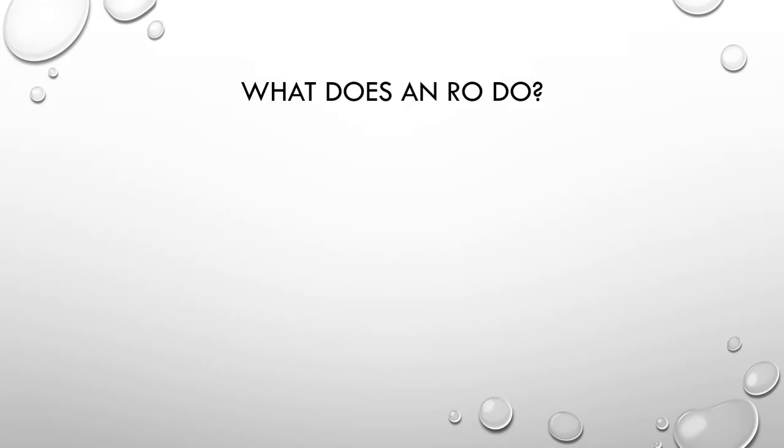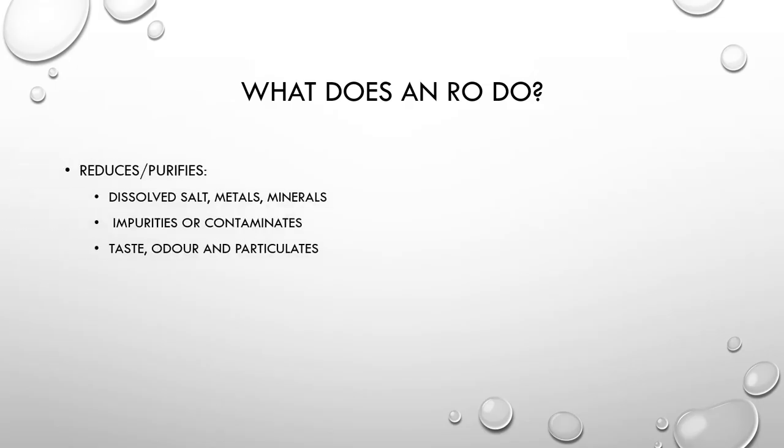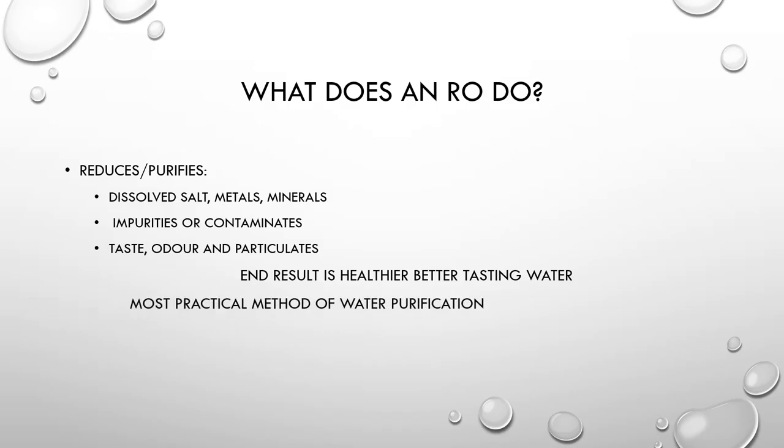RO systems are very reliable for purifying water. An RO will reduce dissolved salts in water from the earth and also metals or minerals if they are present. Various impurities or contaminants can be successfully reduced by an RO, or possibly, when combined with other filtration products, bring the water source to a safe drinking water level.